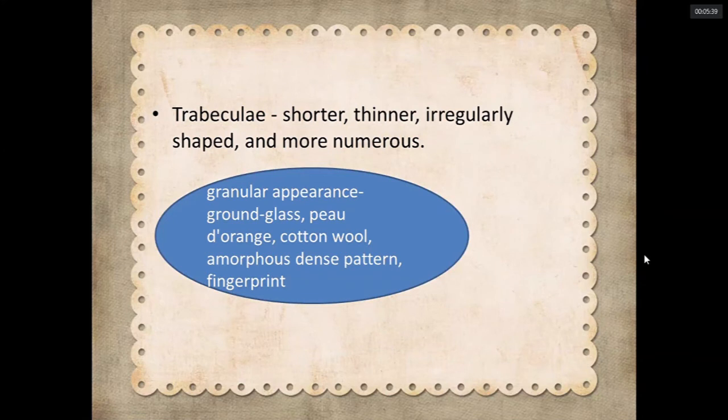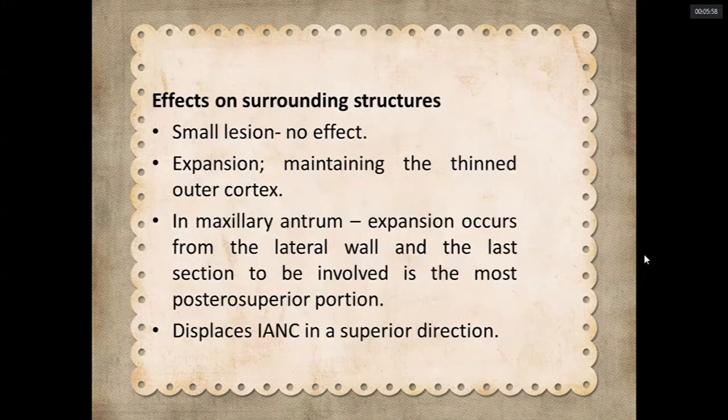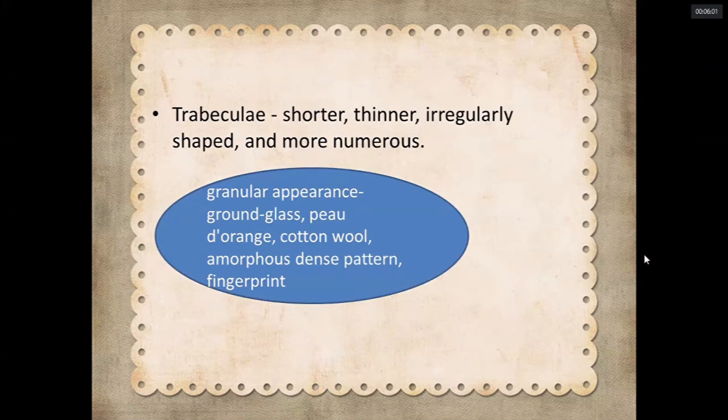The trabeculae in the lesions could be shorter, thinner, irregularly shaped, and more numerous. And this could give the internal appearance of the lesion different forms. Either it can be of granular appearance, resulting in the ground glass appearance, or it could be peau d'orange, that is the orange peel appearance, cotton wool, or amorphous dense pattern, or the fingerprint pattern. So these are the different internal appearances of the lesion.